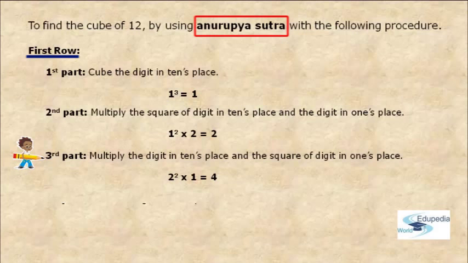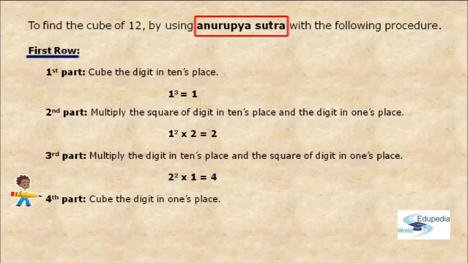Now finally coming to the fourth part, what we had to do here is cube the digit that is in the ones place. So here in the number 12, the digit in the ones place is 2. By cubing the digit 2, we will get 8 as the answer.